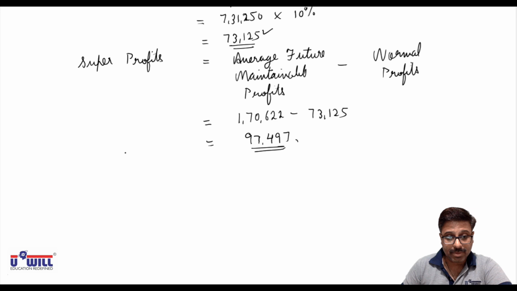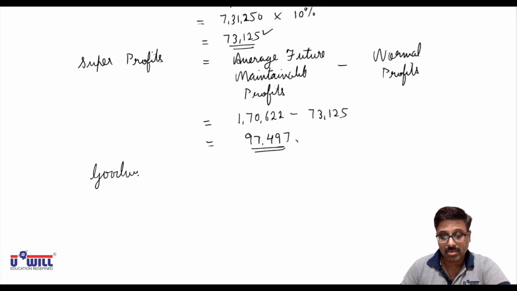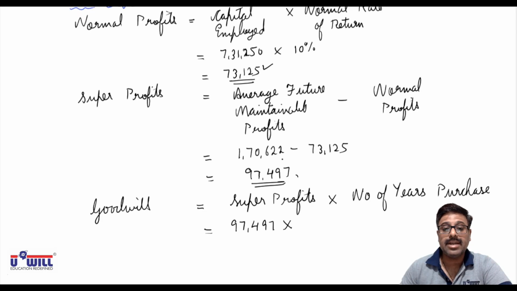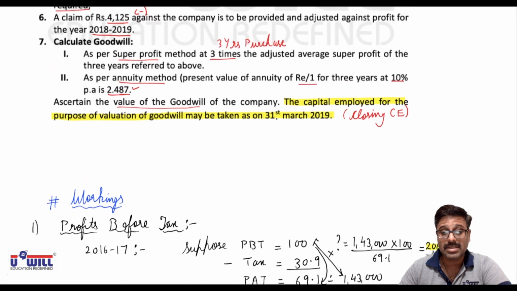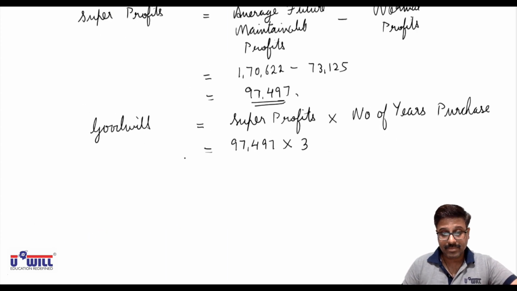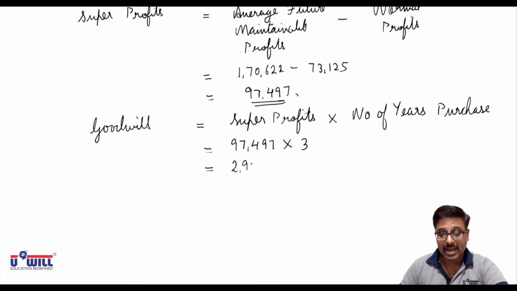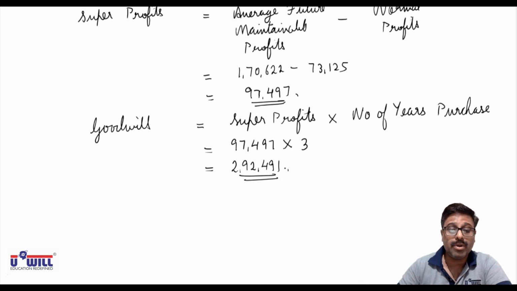Now we can find the goodwill by super profits method. The formula is goodwill is equal to super profits into number of years purchase. So super profits we obtained 97497, and in the question it is given 3 times, which we interpreted 3 times means 3 years purchase. So into 3. 97497 into 3, that is 292491. Okay, 292491 is the value of goodwill by super profits method.